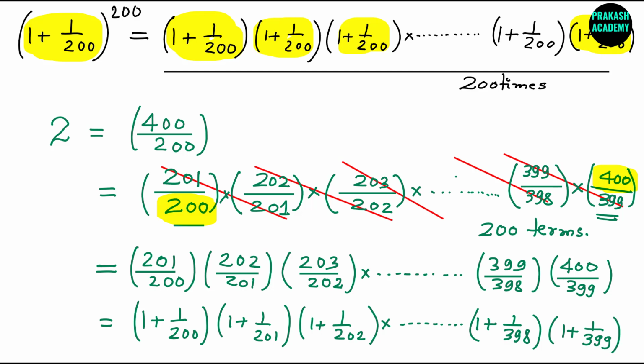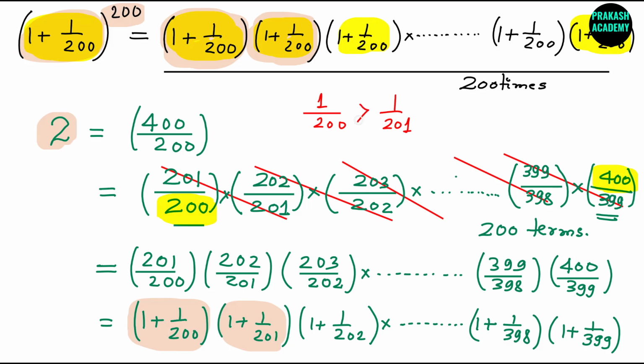Now let us compare. We want to compare 1.005 raised to the power 200, that is, 1 plus 1 by 200 raised to the power 200, with 2. Now we have the expansion. The first term in both expansions is the same, 1 plus 1 by 200. But the second term in this case is 1 plus 1 by 200, but here I have 1 plus 1 by 201. So which number is greater? I am asking, is 1 by 200 greater or is 1 by 201 greater?